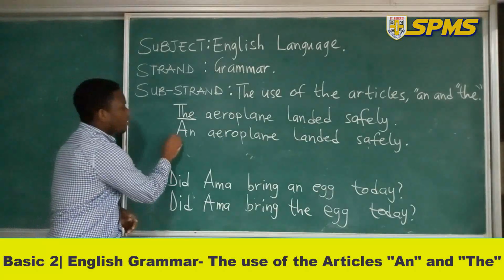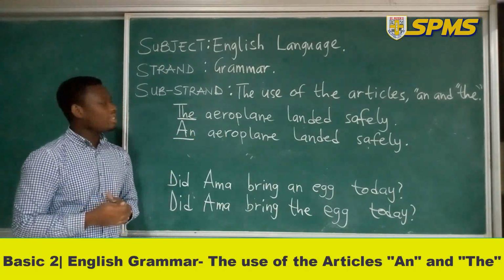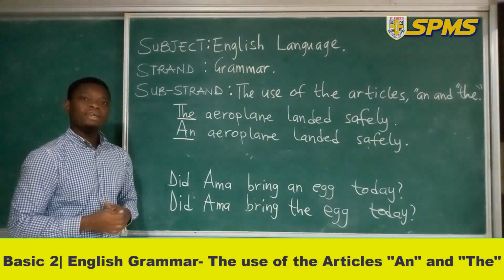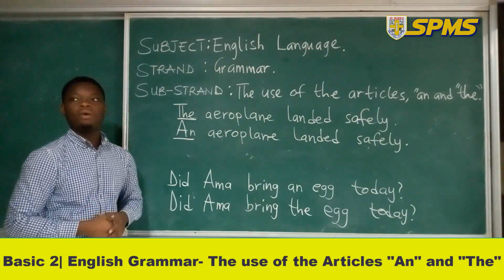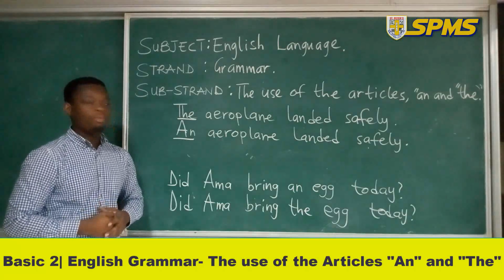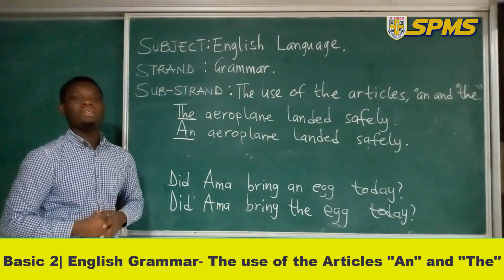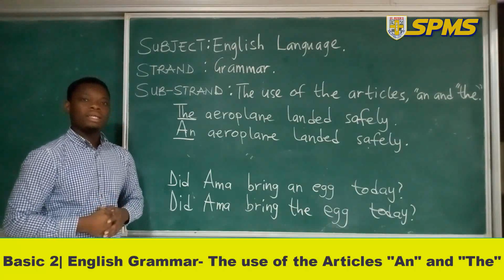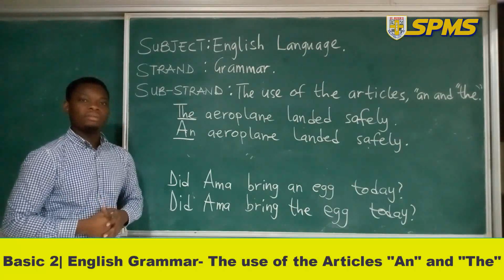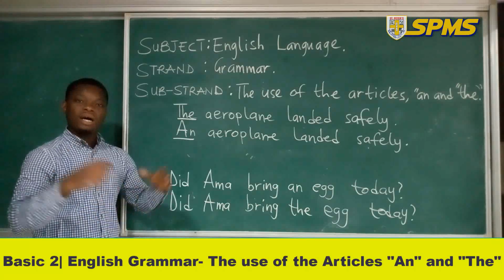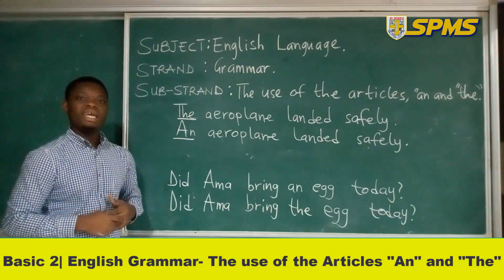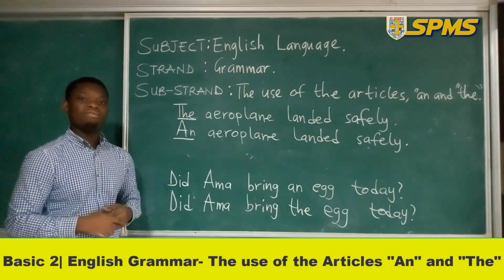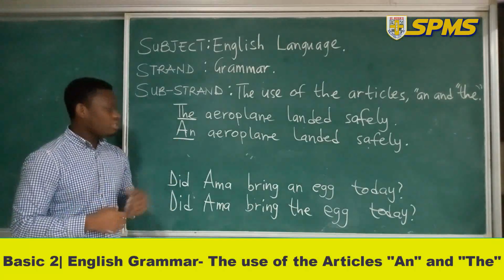Very good. And so in these two sentences, you realize that the first one is referring to a specific or a particular aeroplane that landed safely. But in the second one, there is no specific aeroplane, but rather general. It's referring to a general aeroplane. Any other aeroplane that landed safely can be used here.